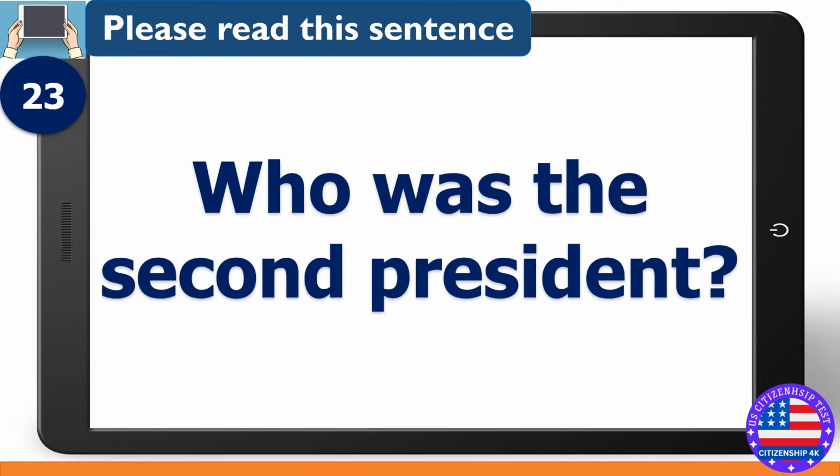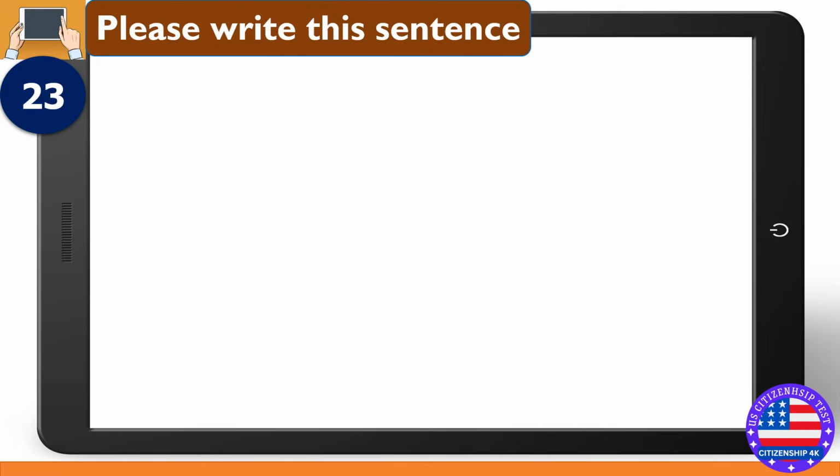Please read this sentence. Who was the second president? Who was the second president? Please write this sentence. Adams was the second president. Adams was the second president.